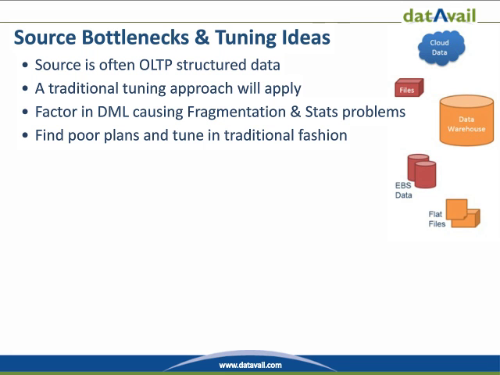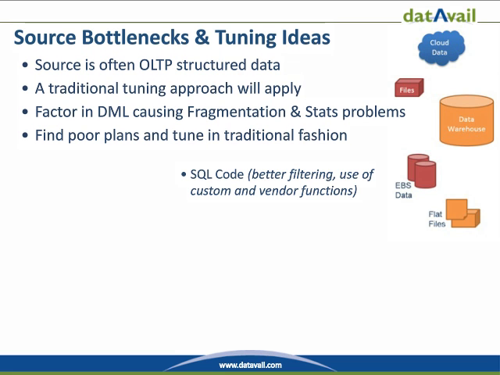You also want to factor in your DML, or your data manipulation language. All of the inserts, updates, deletes that are happening in your database can cause fragmentation. They can cause problems with your statistics on the tables and the indexes. Cardinality on these tables and indexes is really important. So when you're looking at your source tuning, you want to make sure that you're dealing with these things, and then finding poor plans and tuning them in the way we've already discussed.